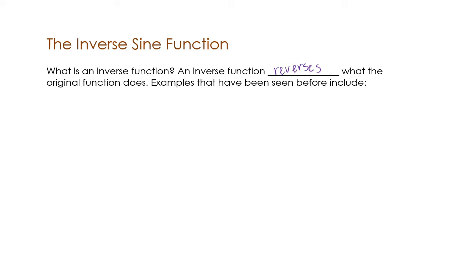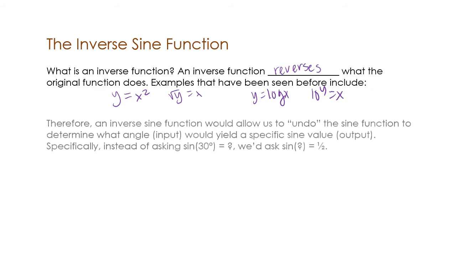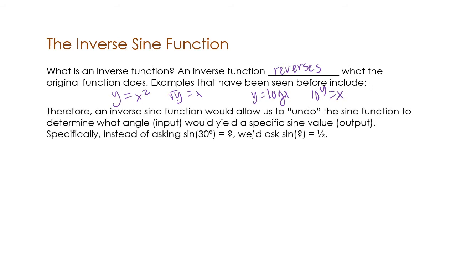We did a lot of this in Math 111. So you've seen some examples before where if y equaled x squared, the opposite of squaring would be square rooting. So those would be inverse functions. The inverse of a logarithm function is an exponential function, so it's undoing. Therefore, an inverse sine function would allow us to undo the sine function to determine what angle or input would yield a specific sine value.